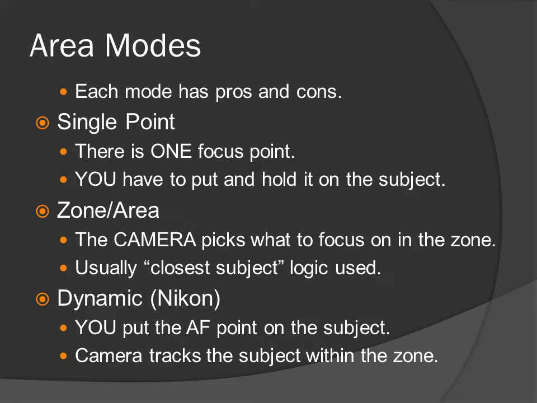Area modes. Each mode has pros and cons. Single point: there is one focus point. You have to put and hold it on the subject. Zone area: the camera picks what to focus on in the zone. Usually, closest subject is used. Dynamic, which is what Nikon uses: you put the AF point on the subject, and the camera tracks the subject within the zone.